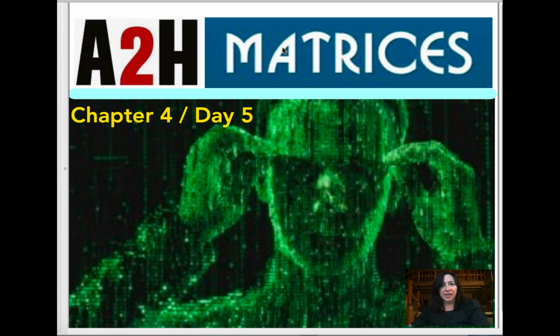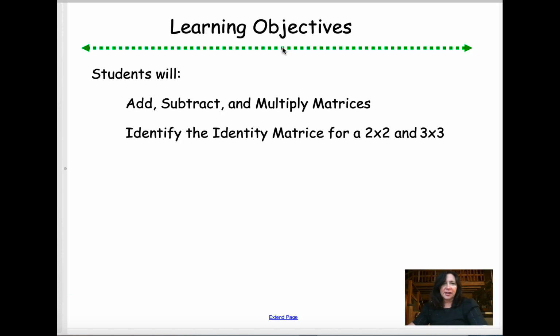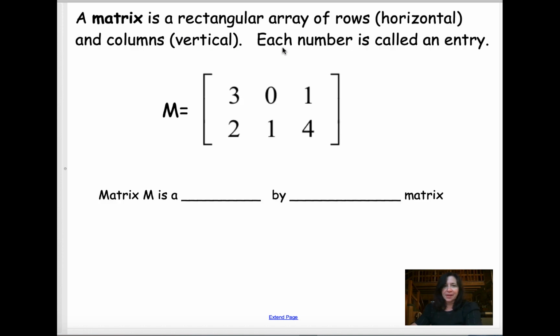Hi everyone, this lesson is for Algebra 2 Honors students. We are covering matrices today, which is Chapter 4, Day 5. So let's get started. Our learning objectives are that students will add, subtract, and multiply matrices. Also identify the identity matrix for a 2x2 and a 3x3.